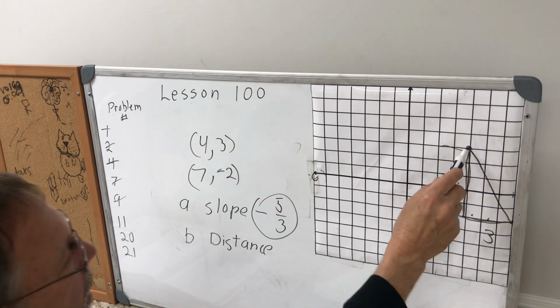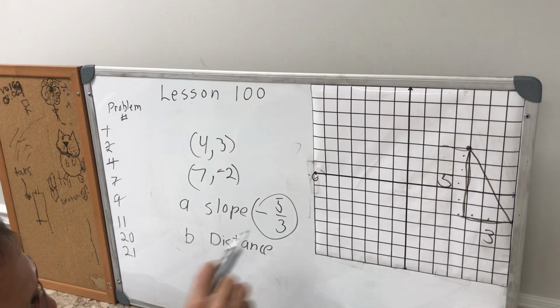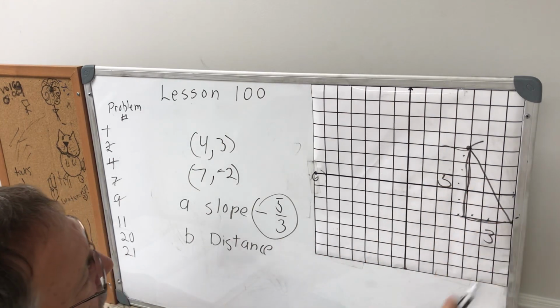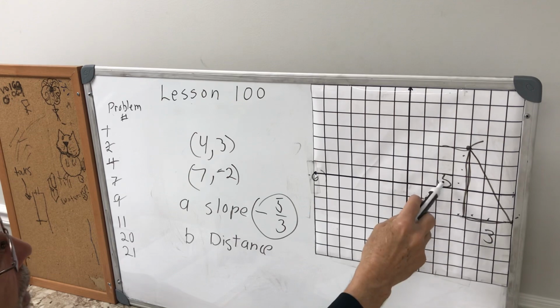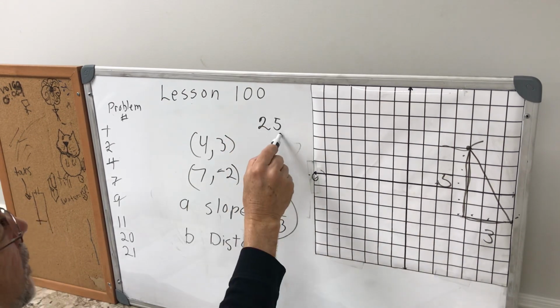Now the distance between here is the same as we solved back on number 9. It's the Pythagorean theorem. In this case, do they give us a hypotenuse? They do not, so we solve like this. Square this. 5 times 5 is 25. 3 times 3 is 9.